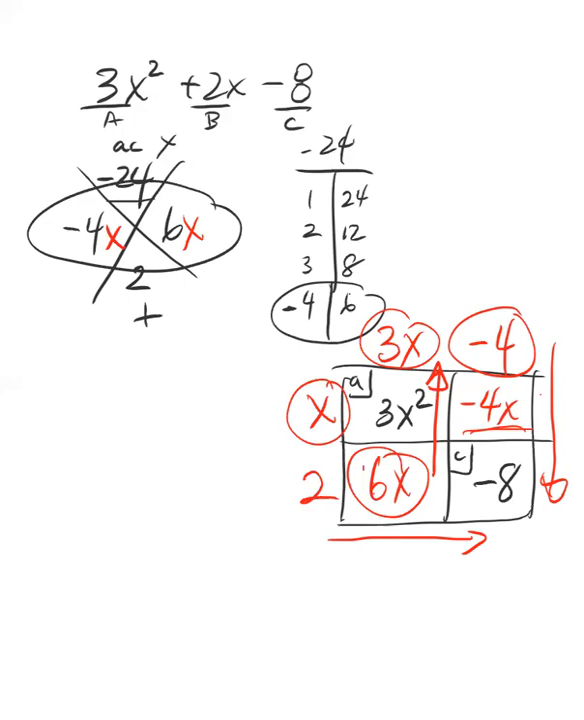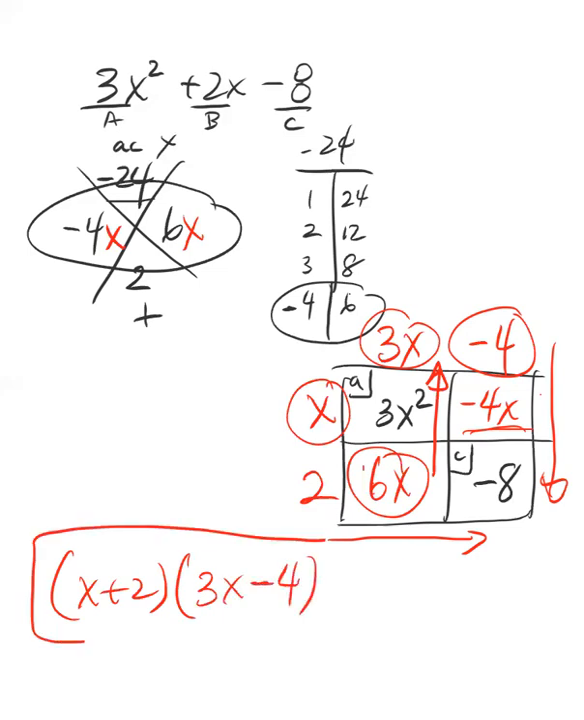Okay, so then I just have to write what's on the outside, x plus 2 down on the left side. And on top, I have a 3x minus 4. And that is my factored answer.